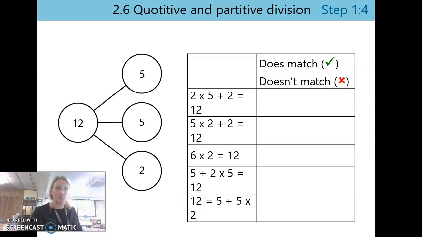I will also attach this question to your learning in case any of you have got a printer at home and you would like to print it out. If not, just pause it and you can make this grid yourself. Actually, do you know what? You can make this yourself. It'll get you practicing how to write a number sentence. So I'd like you to pause your video and create this grid, okay?